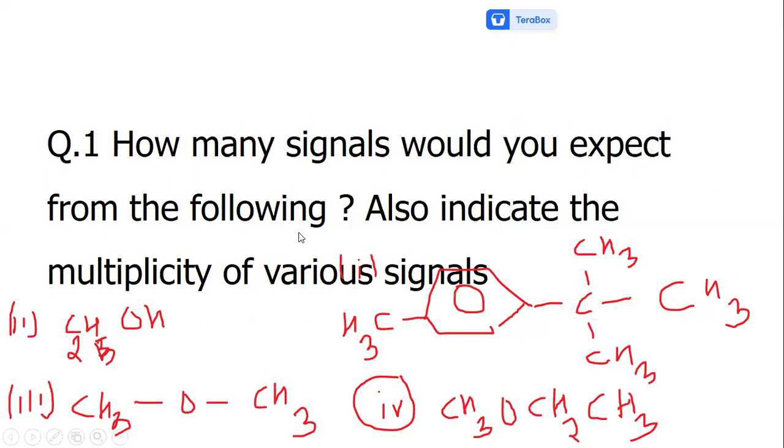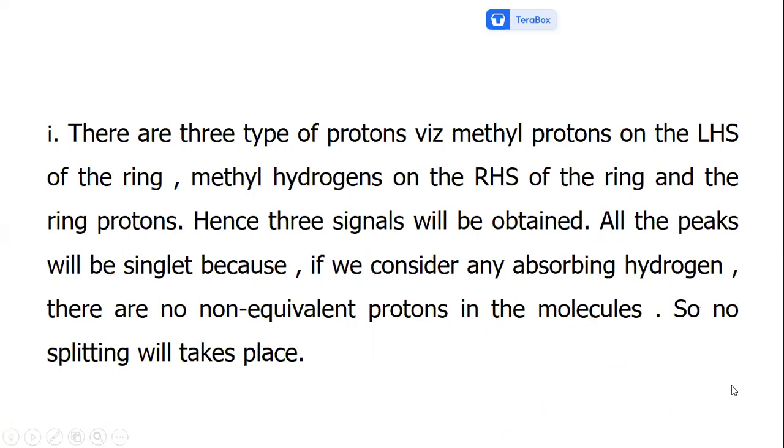In case of the first example, there are three types of protons: methyl protons on the left hand side of the ring, methyl hydrogens on the right hand side of the ring, and the ring protons. Hence three signals will be obtained. All the peaks will be singlets because if we consider any observing hydrogen, there are no non-equivalent neighboring protons in the molecule, so no splitting will take place.